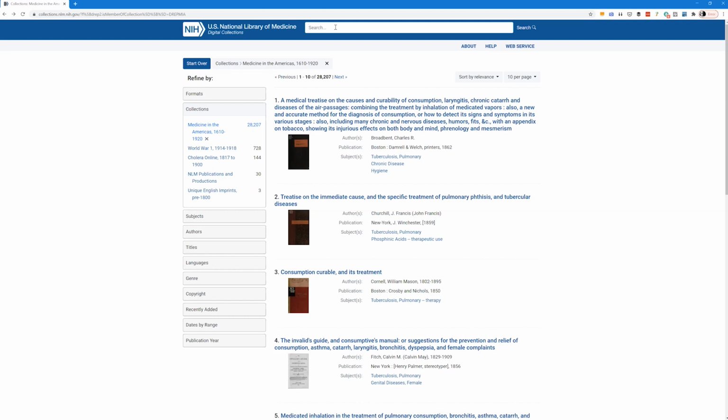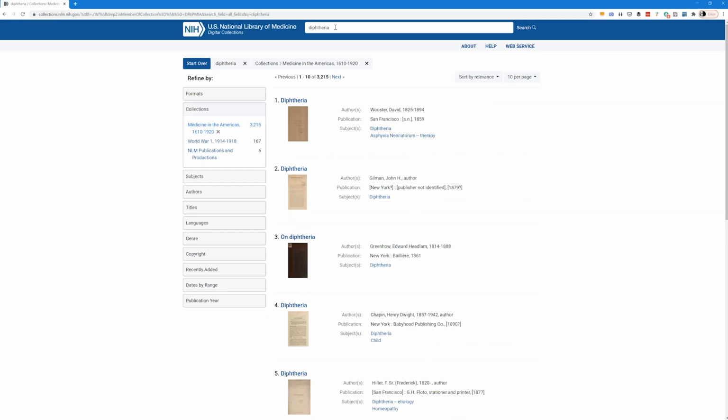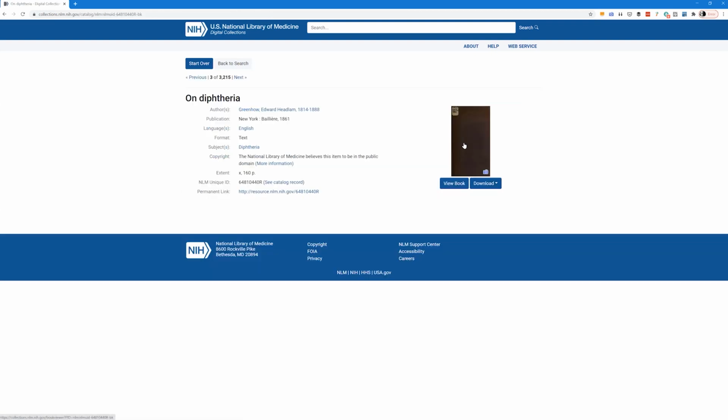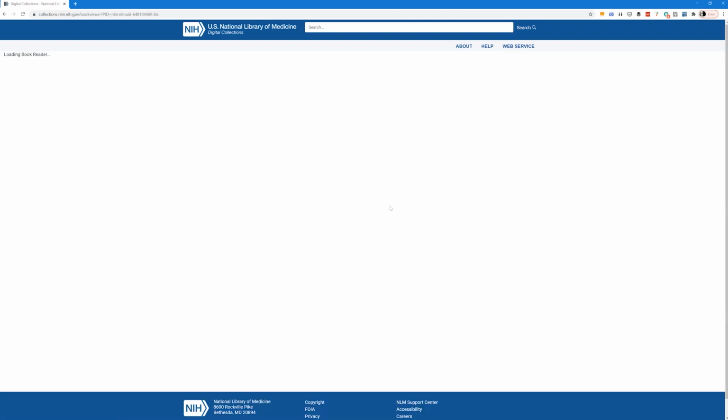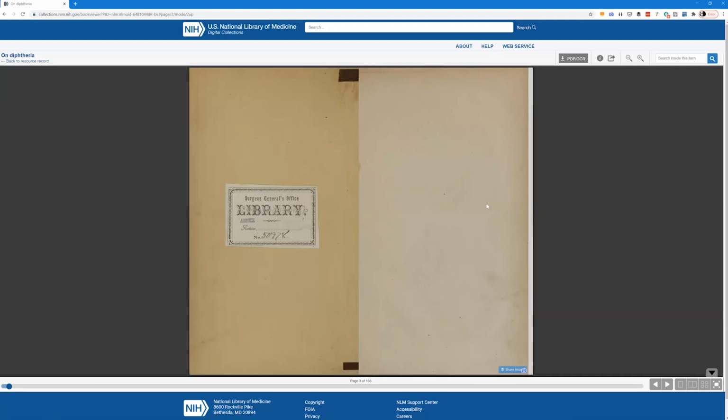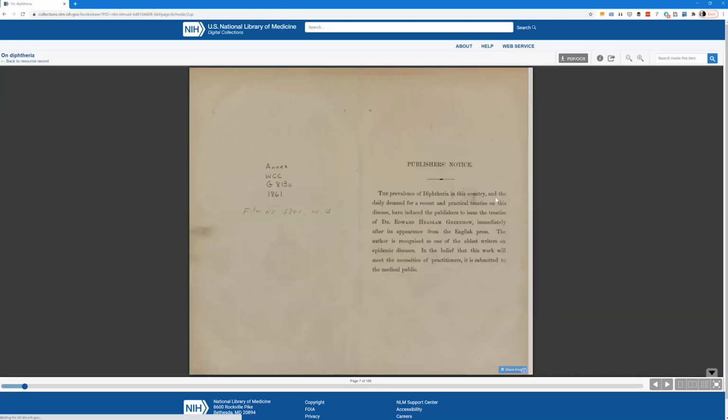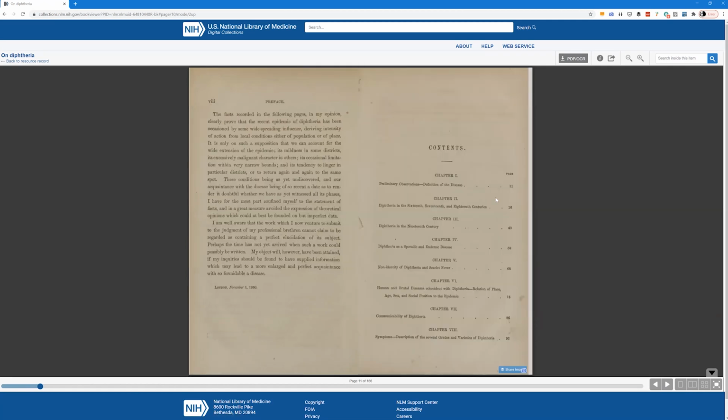For example, let's take a search for diphtheria. Diphtheria, that was a disease that one of the articles in the most recent issue of the New Hampshire Record dealt with, the diphtheria outbreak in New Hampshire in 1861. When I search on diphtheria, I get 3,215 hits. What's fascinating to me is, one of them is a book actually written in 1861, published in New York, entirely about diphtheria. So this would be a great way, if we're looking at a diphtheria outbreak in 1861, to look at what is the actual state of knowledge that year in the United States regarding that disease. It's kind of a great insight.